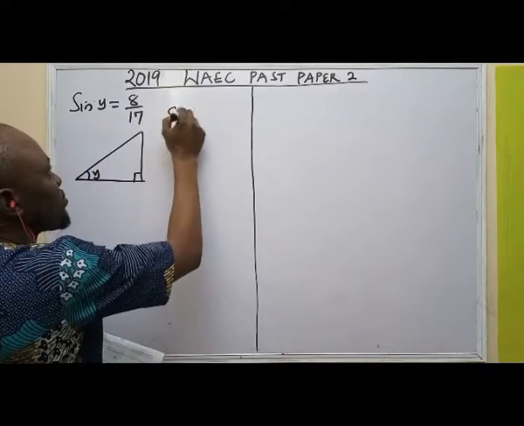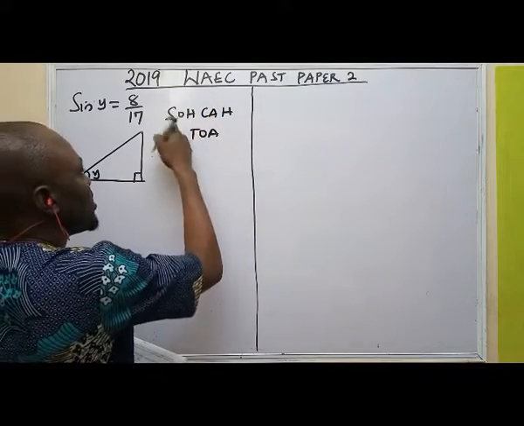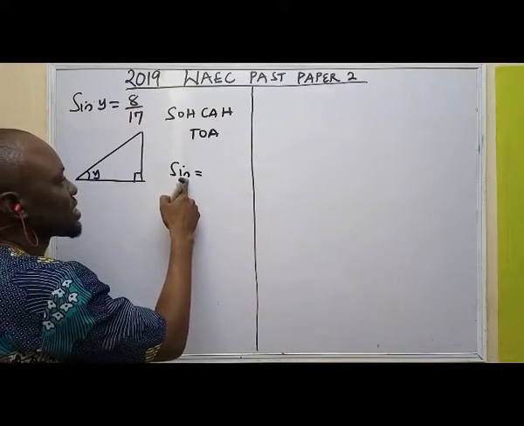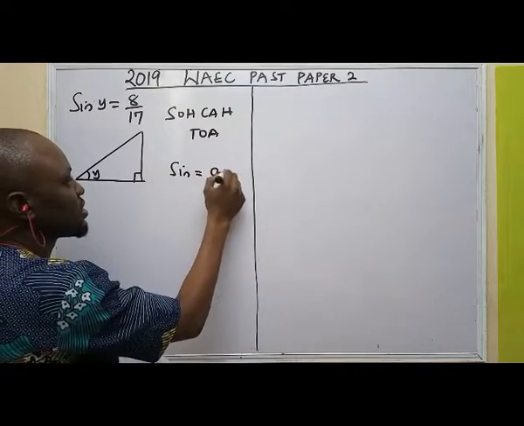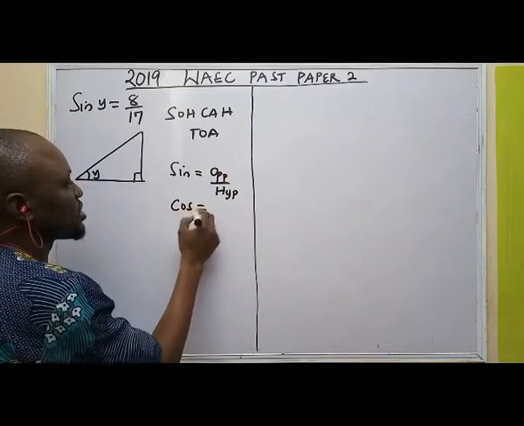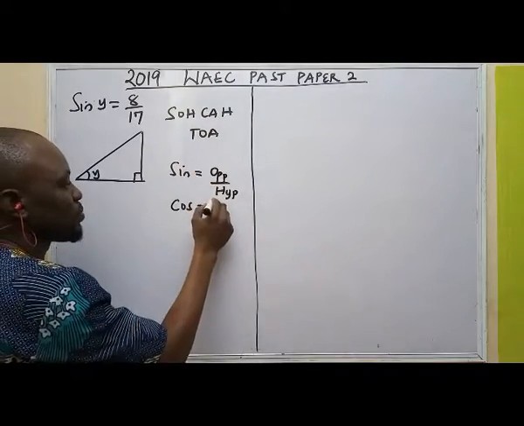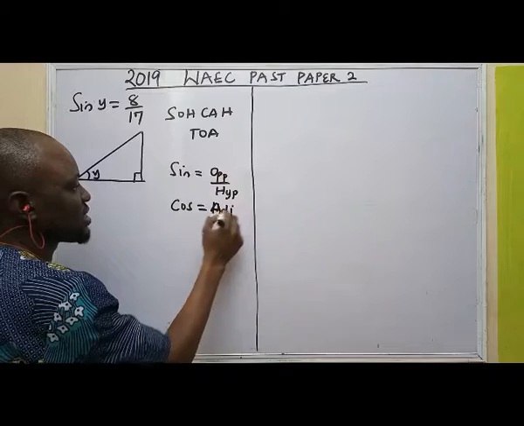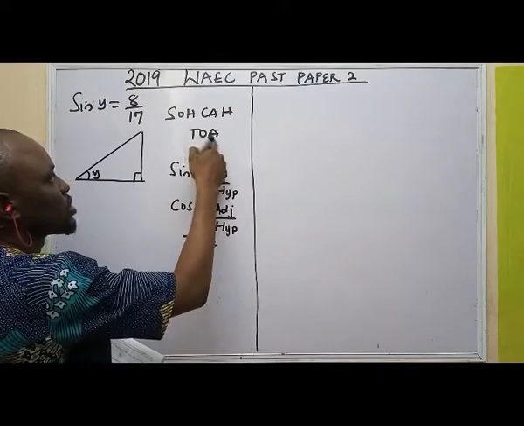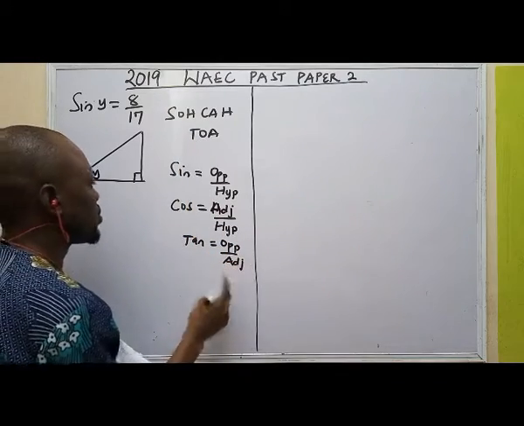If you remember from your SOHCAHTOA, S means sine. Sine is opposite over hypotenuse. Then C represents cosine, which is adjacent over hypotenuse. And then the TOA, tan, is opposite over adjacent. So you need to know that.